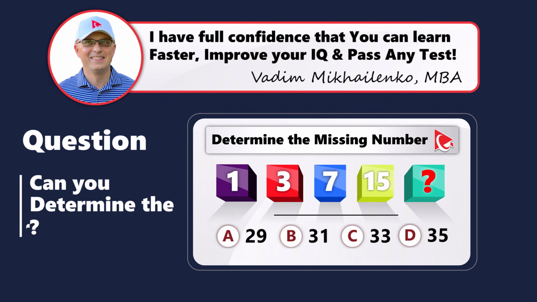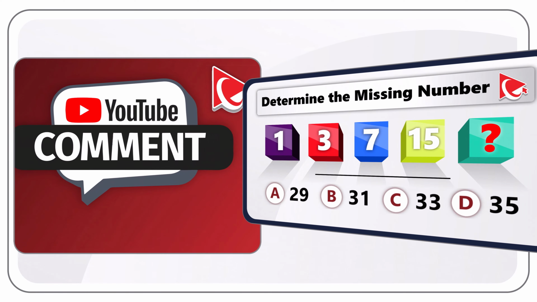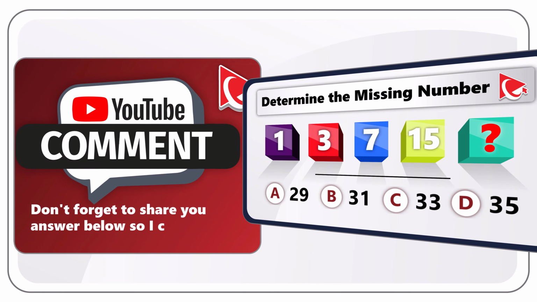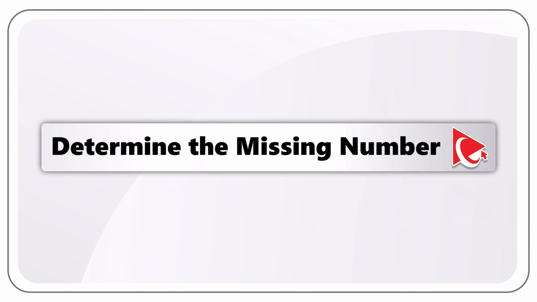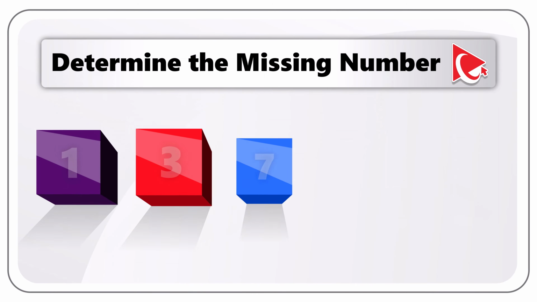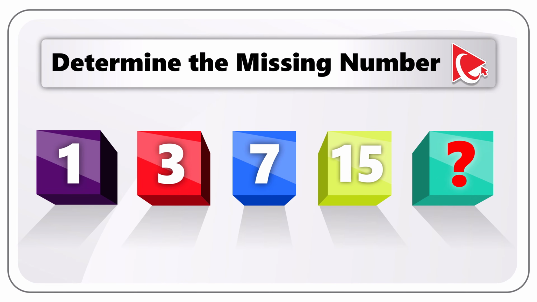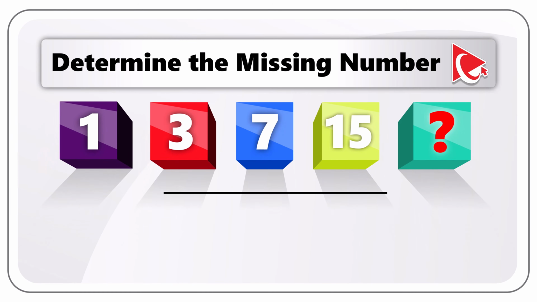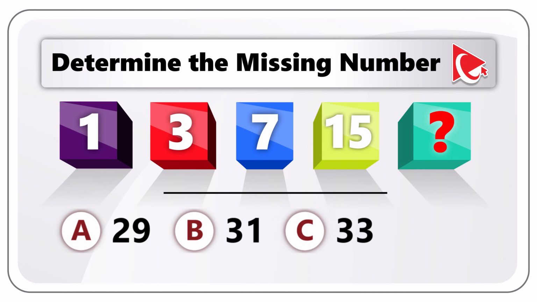And now, let's put your knowledge to the test with a question I have for you. Take a moment to work through this independently, and don't forget to share your answer in the comments below. I'll be there to provide my feedback. You need to determine the missing number. You're presented with a sequence. The numbers in the sequence are 1, 3, 7, 15, and then comes the missing number you need to calculate and select out of 4 possible choices. Choice A, 29. Choice B, 31. Choice C, 33. And last but not least, choice D, 35.